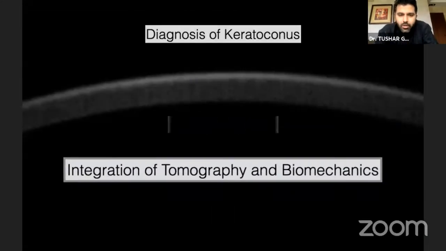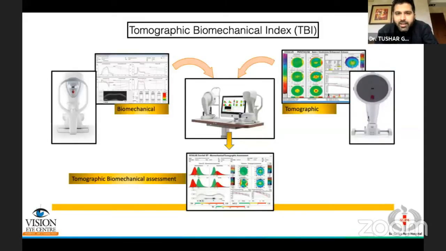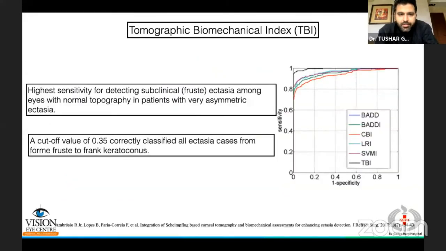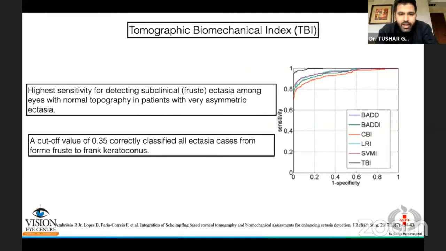The next need was felt to be able to integrate tomography and biomechanics. Like in the example that I showed you, we had to look at tomography and biomechanics separately and then take a call ourselves. What if we had one index which could look at both and tell us how strong or weak the cornea is biomechanically? So that's where the tomographic biomechanical index helps. This has been found to have in multiple validation studies the highest sensitivity. So this basically, as you can see, is combining data from the Corvus and the Pentacam and has been found to have the highest sensitivity in detecting subclinical or forme fruste keratoconus.